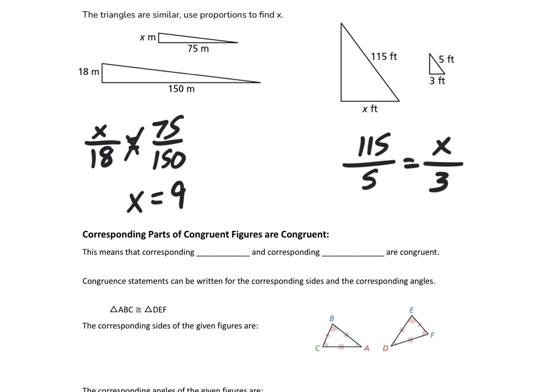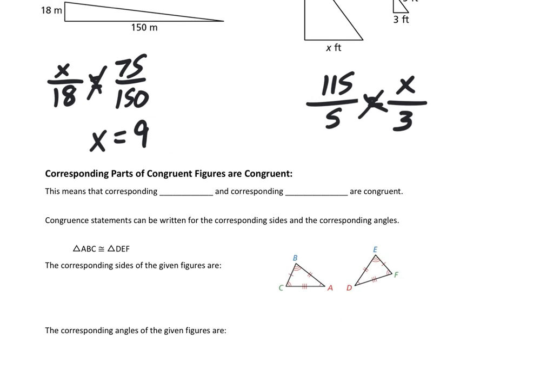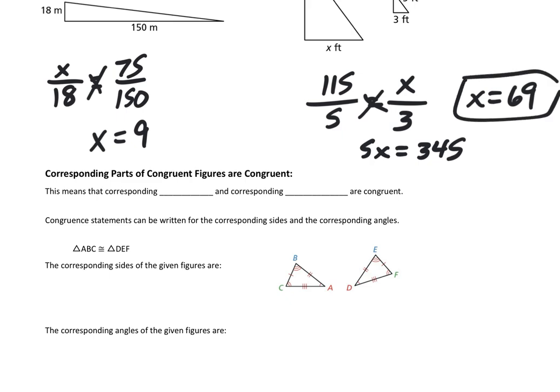That's extremely important that we use the same two sides that match up with one another when we do that. And we've solved proportions before, so that part's not going to be new to us. We go back to Algebra 1 with those. 5x equals 345, and then 345 divided by 5. What do we get? That would be our answer.